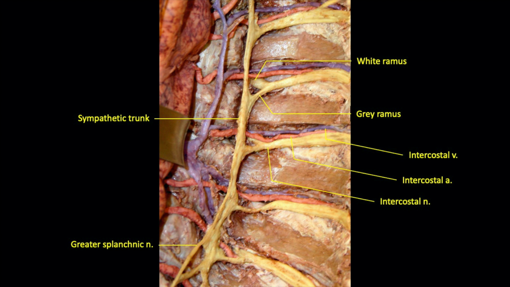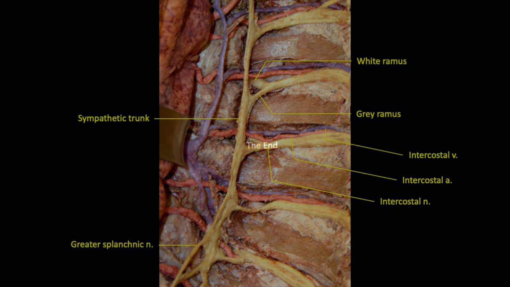Finally, you can also discern in this particular dissection a gray and white ramus of a spinal nerve. This now concludes the dissection of the mediastinum.